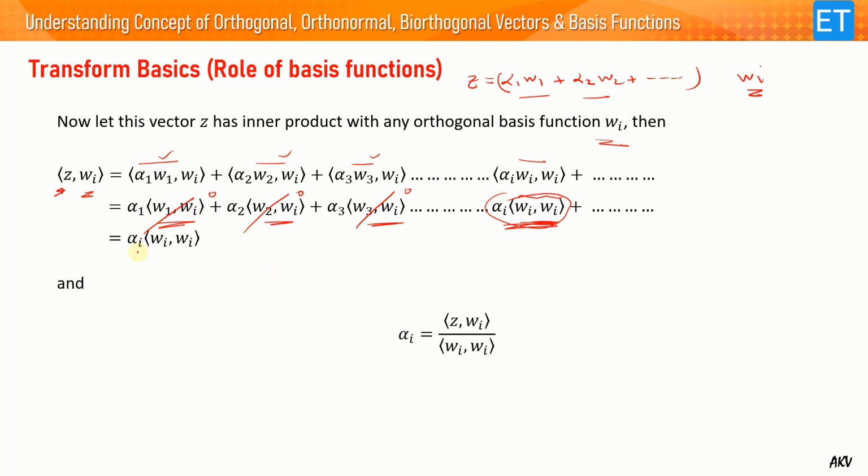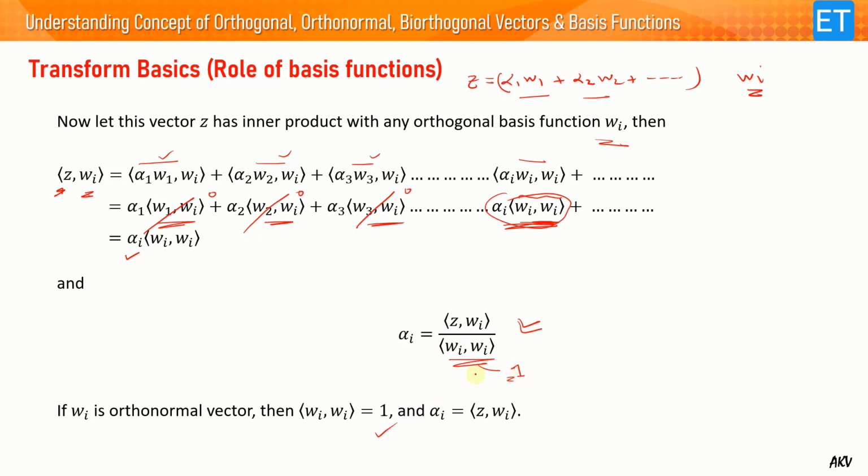So from here I can find alpha i. So I can find the ith coefficient of this linear combination by this operation. Okay, so as I have already said, if vectors are orthonormal, then this self inner product will be equal to 1.